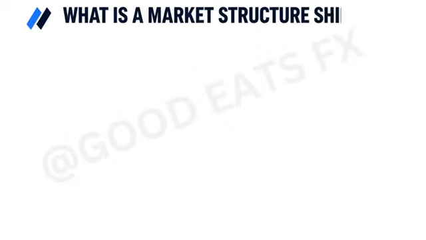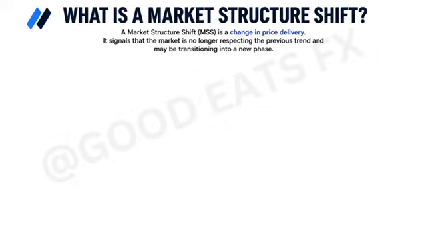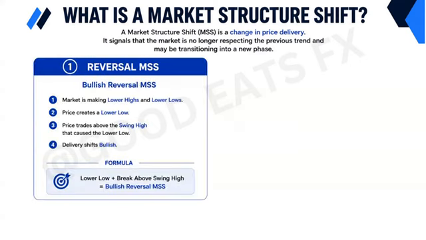So the next thing I'm going to teach you, and the final thing in this book, is going to be what is a market structure shift. It's a change in price delivery. It means that market is no longer respecting the previous trend, and it may be transitioning into a new phase. In this example, I'm going to be showing you a bullish reversal market structure shift. And this is the first type of reversal market structure shift I'll show you.